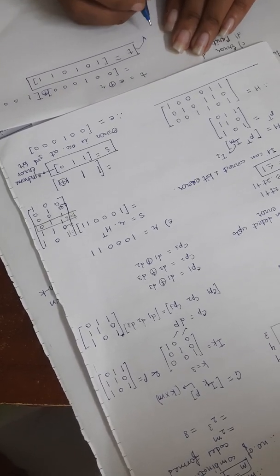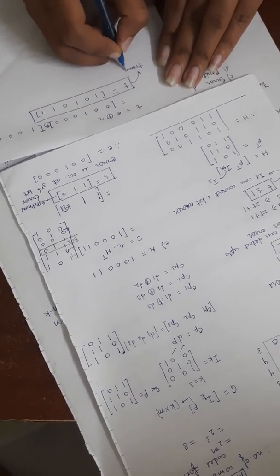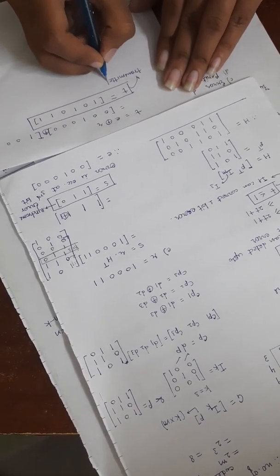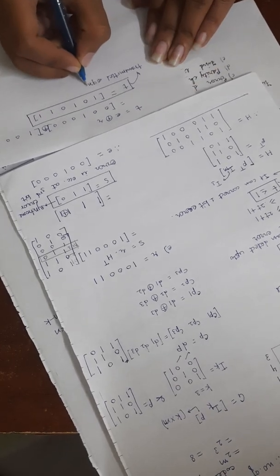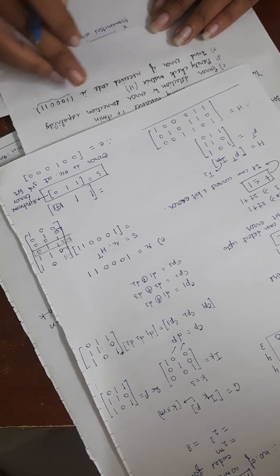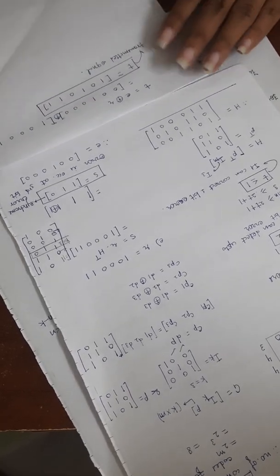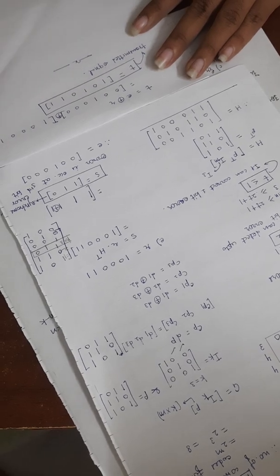Which we had passed earlier. This is how we had found the error when the received code is this much. And this ends our topic. Thank you.